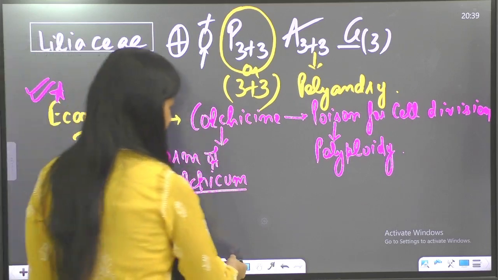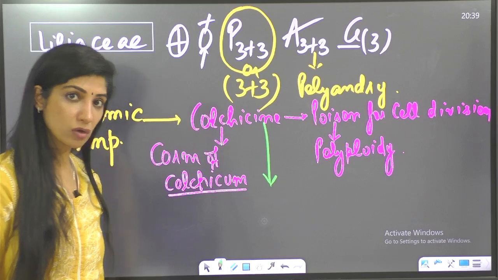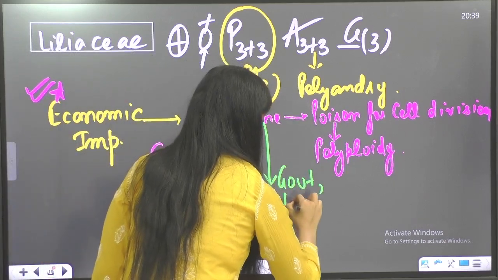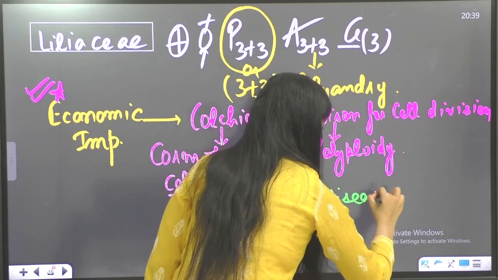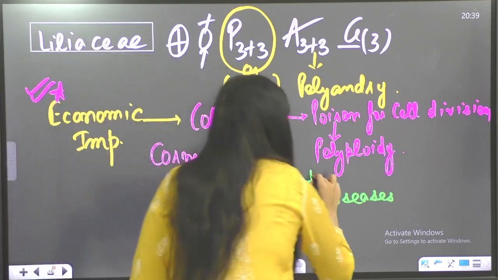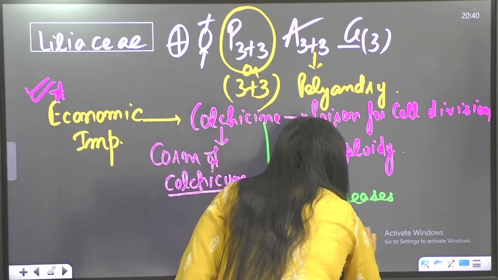This colchicine is used by humans as well. Although it is a poison for cell division, for us it is used in the treatment of gout, liver diseases. Okay. This has also been asked in previous years, 2015 or 2016, and rheumatism.